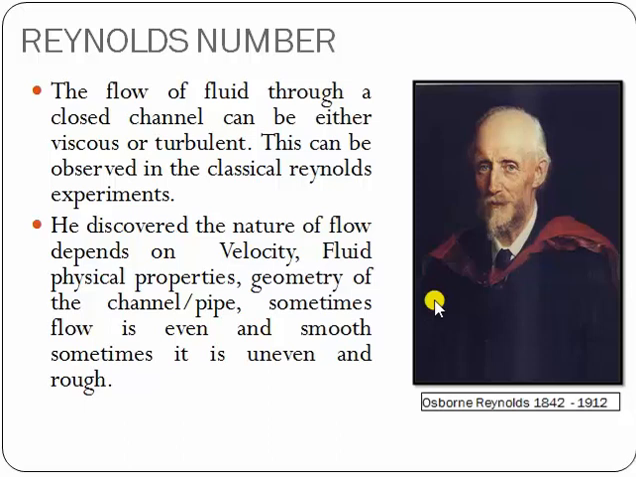He discovered that the nature of flow depends on the velocity, fluid physical properties, and geometry of the channel and pipe. Sometimes flow is smooth, sometimes it may be uneven and rough. These observations were conducted by Reynolds, and they are referred to as Reynolds number.